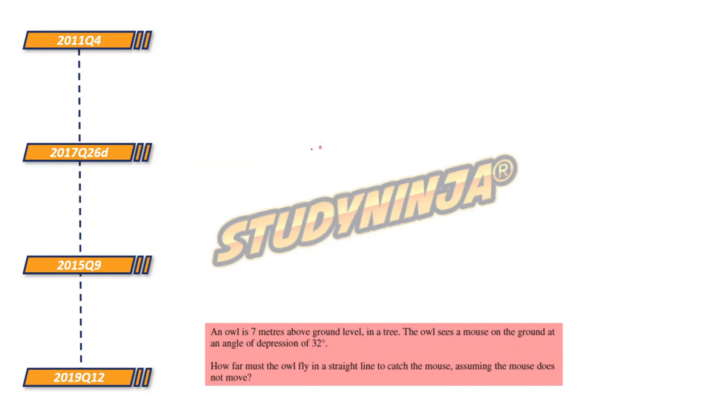So if the owl is here, and this is the ground, you're being told that this is 7 meters above the ground, and the owl sees a mouse on the ground at an angle of depression, so say the mouse is here, for example, and this is the ground. Let me complete this triangle first. What you're told is that the angle of depression is 32 degrees. Now from the previous questions, you have practiced how the angle of depression works. It's here.